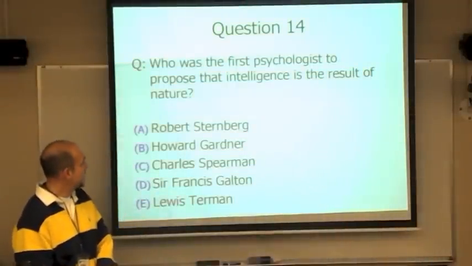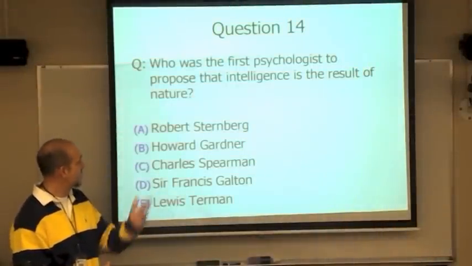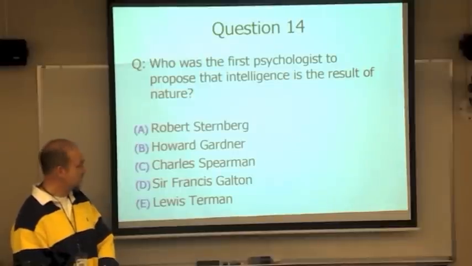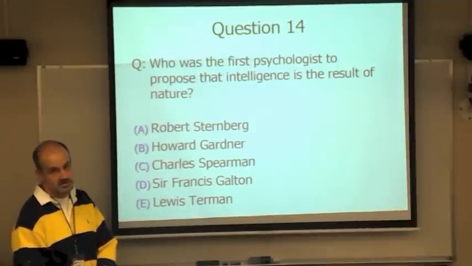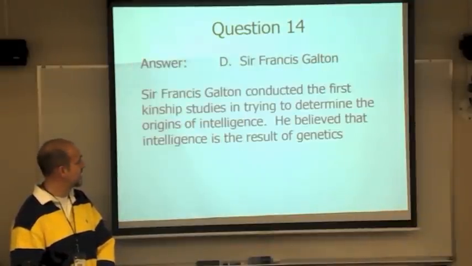Now, again, here's the typical question. Who was the first psychologist to propose that intelligence is a result of nature? Most of you, as you're eyeing the screen right now: Robert Sternberg, Howard Gardner, Charles Spearman, and Sir Francis Galton is your answer, and that is letter D.